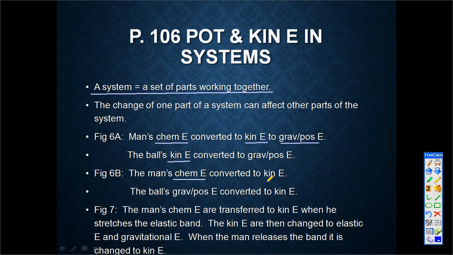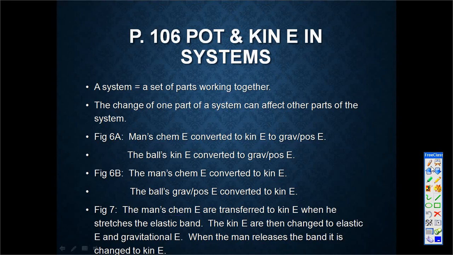So chemical potential energy changes to kinetic energy and so forth. The same with figure 7. Figure 7 is an elastic band. So what happens is the man changes his chemical potential energy, he changes it to kinetic energy. When he stretches the band, it has elastic potential energy. When he releases the band, it actually changes to kinetic energy, and the band is moved by the elastic potential energy. So this is how energy changes in our everyday life every moment.